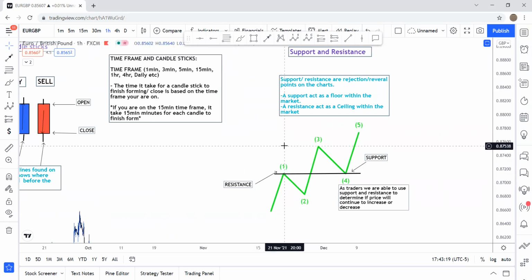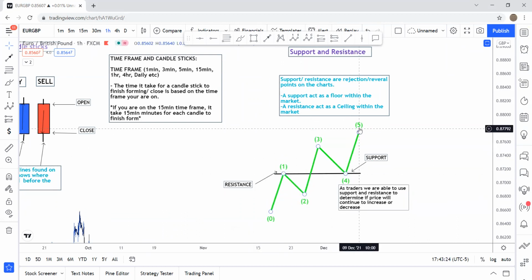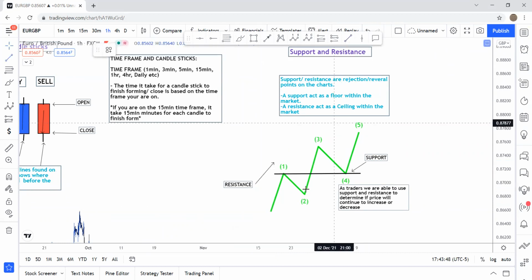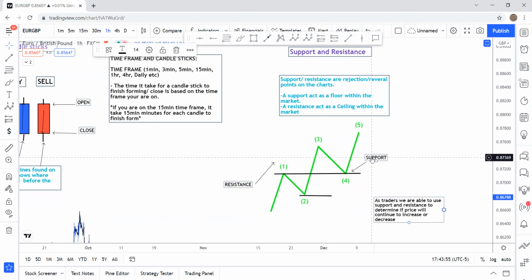So if we look at the diagram here, as price is going up, down, up, down, up, it's actually creating support and resistance. Price started here at this point at the bottom. As it went up, it hit a ceiling that is called the resistance. Then when it hit that ceiling, it rejected down, it reversed down, and then it hit a floor at this point. So once it came to this level, it would be called a support. That would be called a floor, a support in the market.